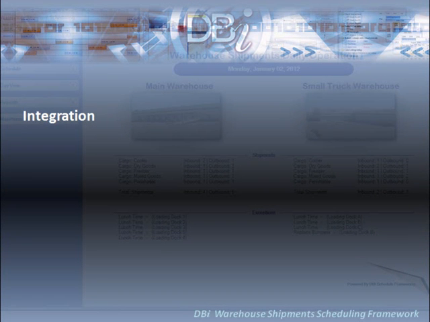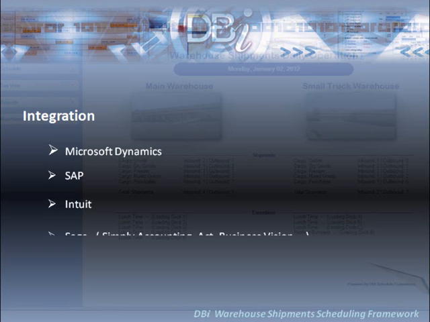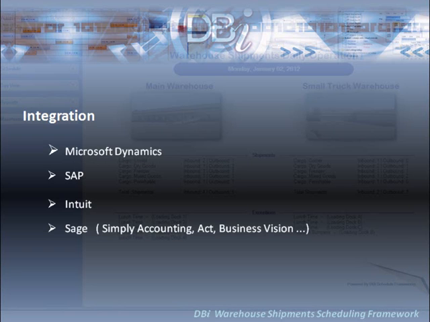The DBI Warehouse Shipment Scheduling Framework has been designed for integration with commercial ERP systems, including Microsoft Dynamics, SAP, corporate enterprise systems, and many other business management solutions. The DBI Warehouse Shipment Scheduling Framework implements quickly right out of the box with just a few lines of VB.NET code or suitably within a larger context of a customized enterprise planning solution.